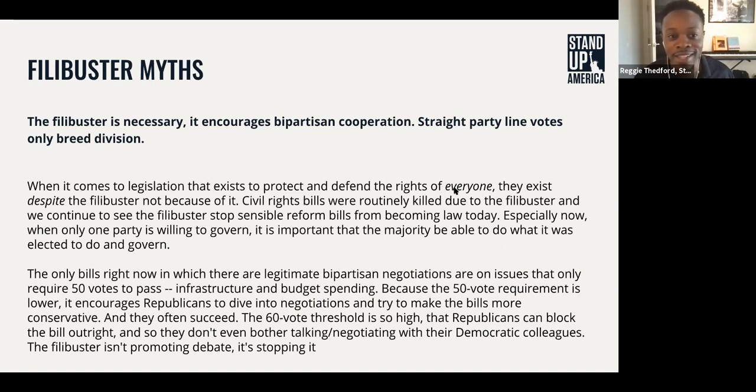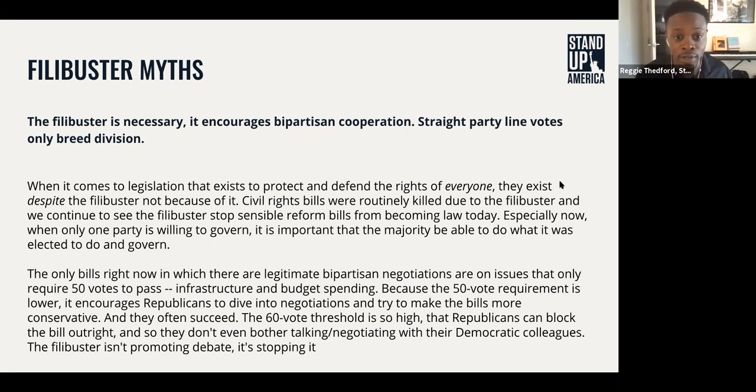When only one party is willing to govern, it is important that the majority be able to do what it was elected to do, and that is govern. Now, if we look at the bills right now that a lot of folks are paying attention to, the bipartisan infrastructure bill as well as budget spending, this requires only 50 votes. Because this is a 50 vote requirement, it encourages Republicans to dive into negotiations and try to make the bills more conservative, and they often succeed.